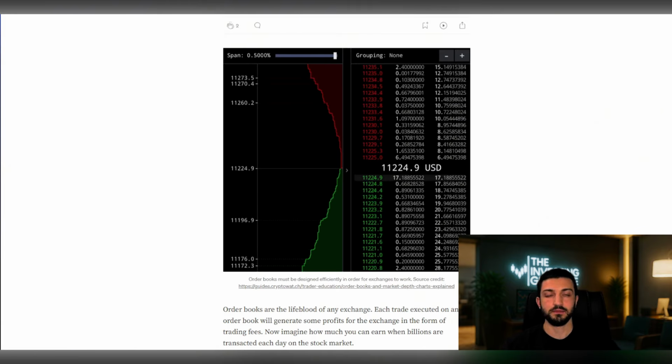Price doesn't move randomly. It always moves towards liquidity, because liquidity is where orders exist to fill large positions. And that's exactly why understanding liquidity is everything. Now that you know how price moves, let's talk about what technical analysis actually tries to read.